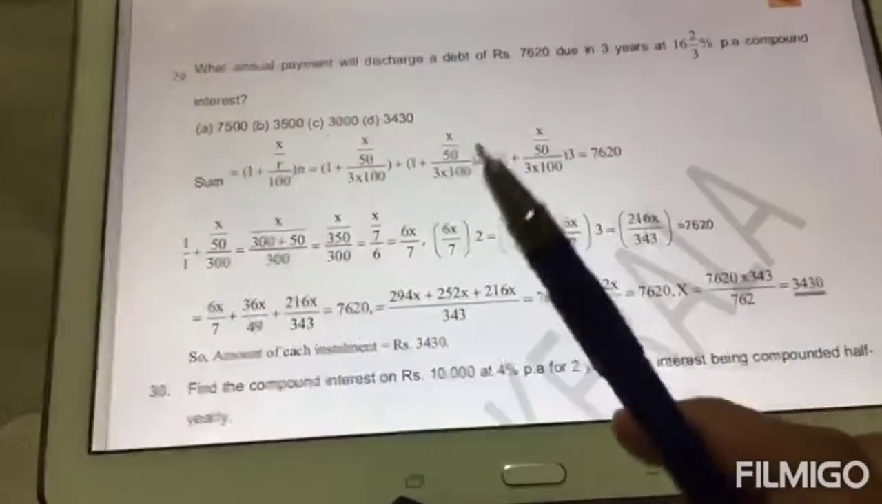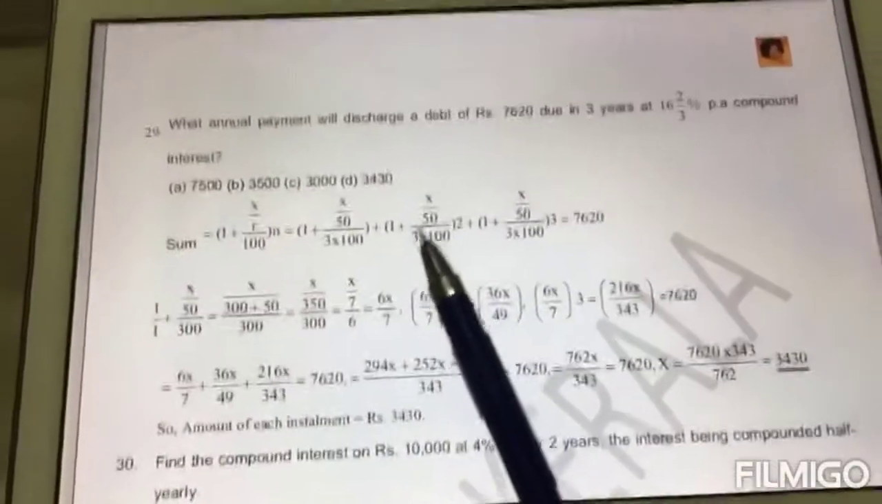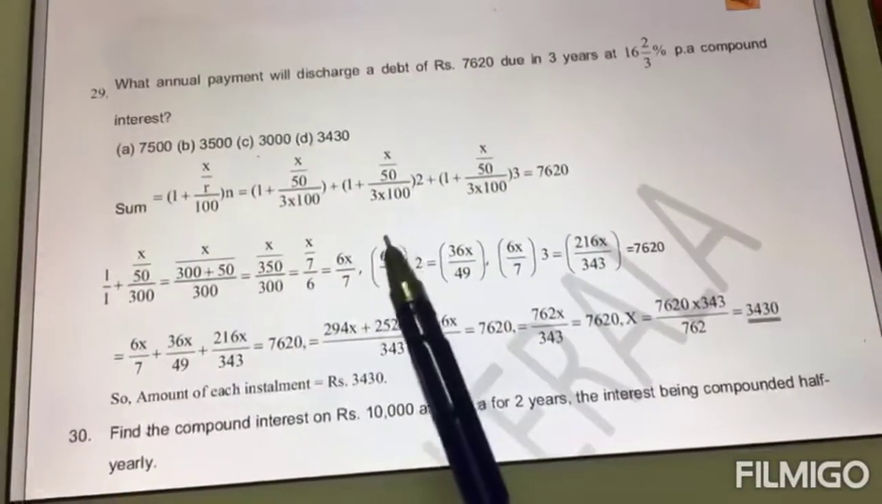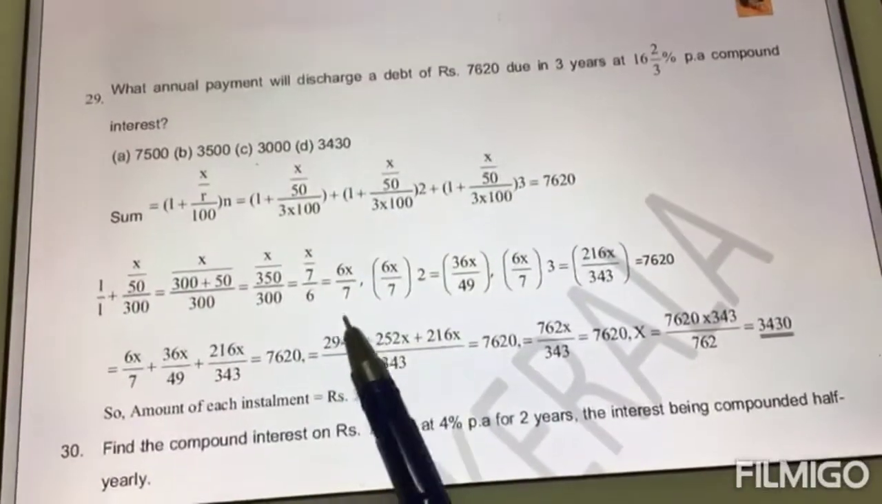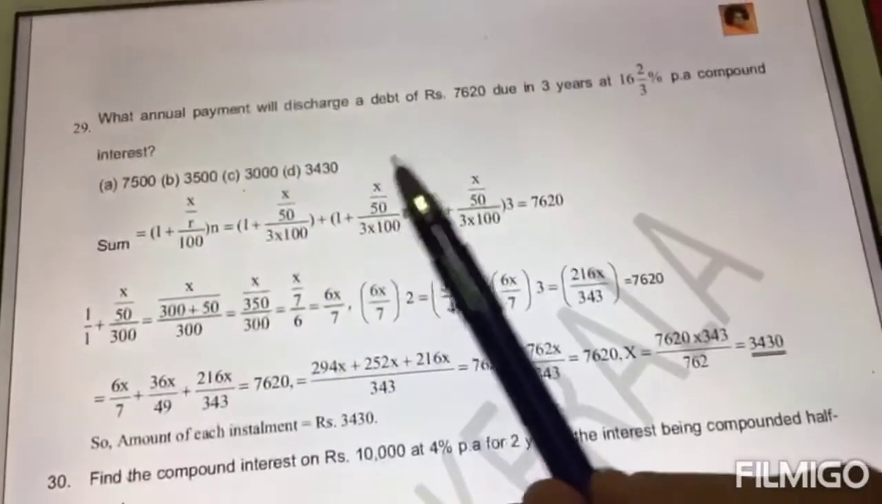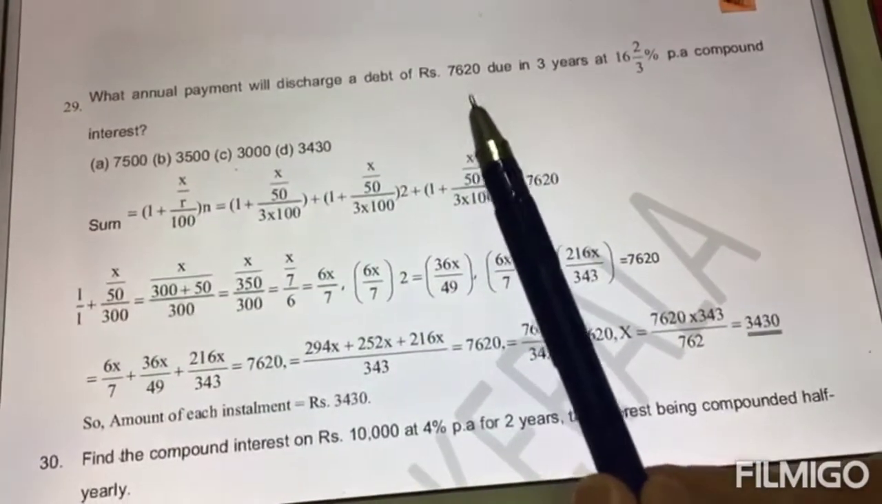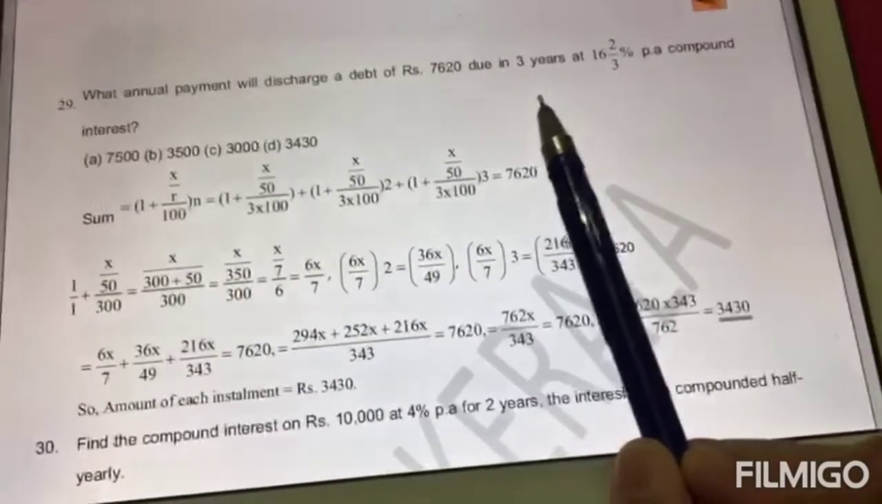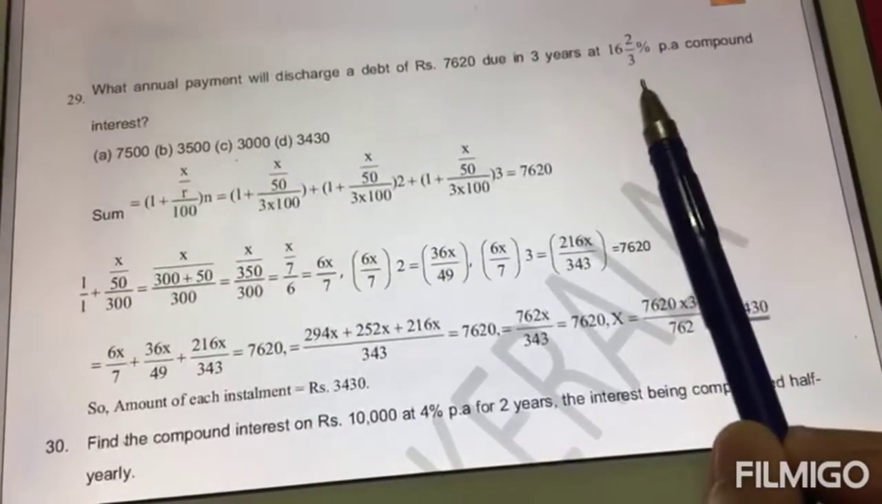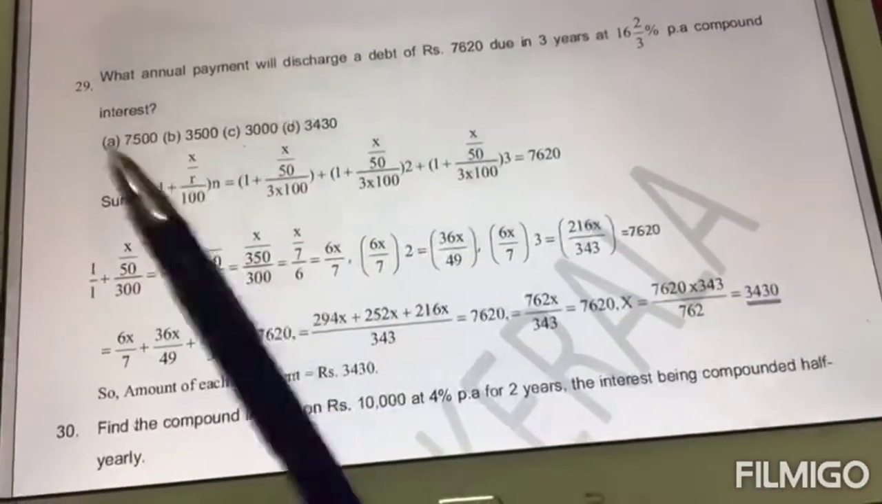Okay, now let's move to number 29. Now this is an important question, and they have shown it here. We'll follow their workings. What annual payment will discharge a debt of rupees 7,620 due in 3 years at 16 and 2 by 3% per annum compound interest?